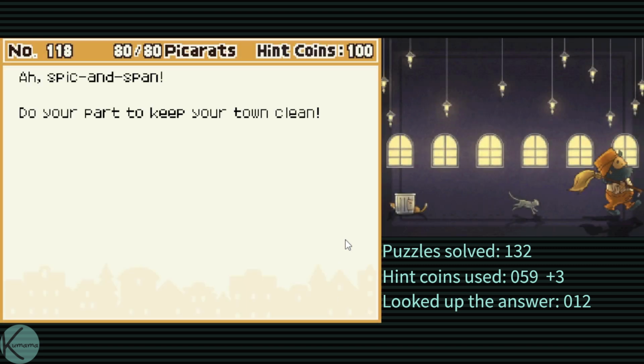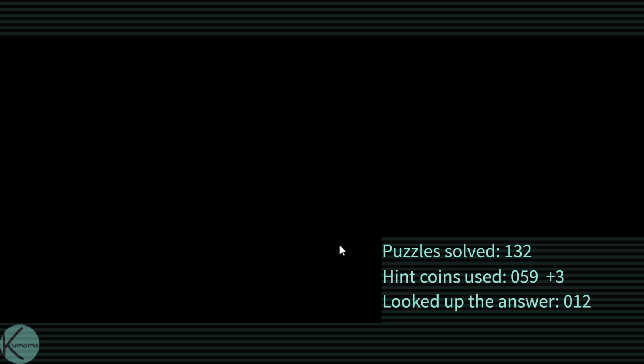Spick and span. Do your part to keep your town clean. And be glad there's not Tetris blocks preventing you from doing so.